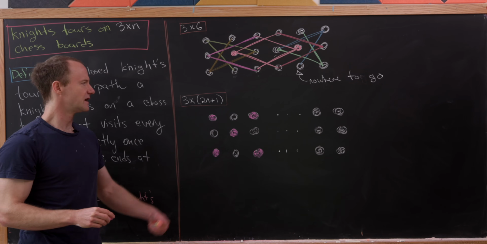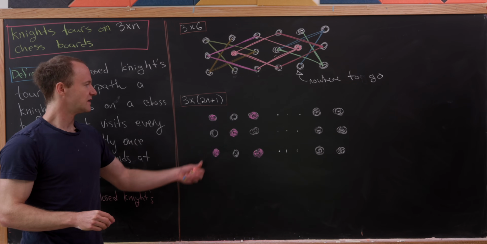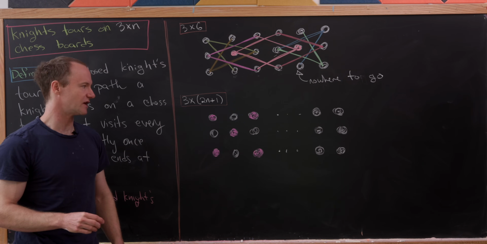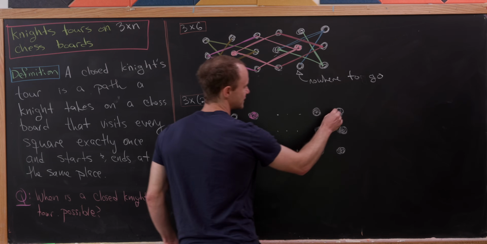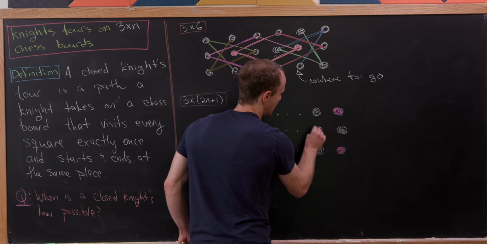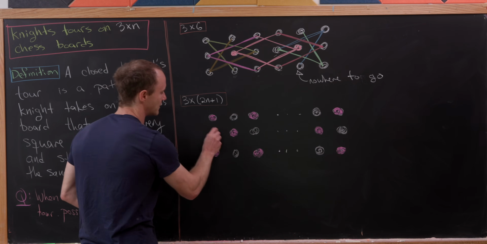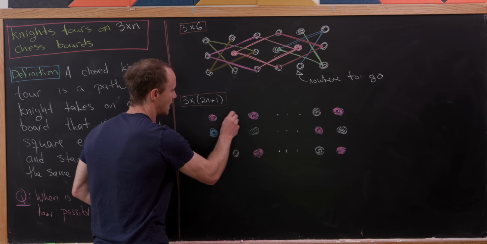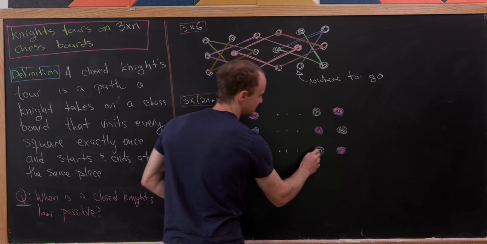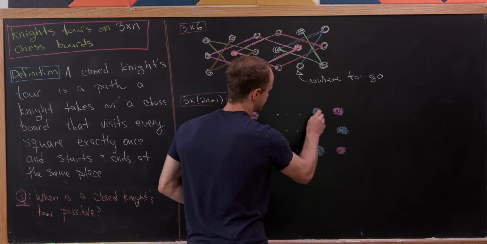But then observe that since we've got an odd number of columns, each row is going to start and end with the same color. So that tells us that we're going to have a magenta right here, a magenta right here, and a magenta right here. And then likewise, we can fill in the blues. The blues are all of the others. Okay, cool. So we've got something like this.